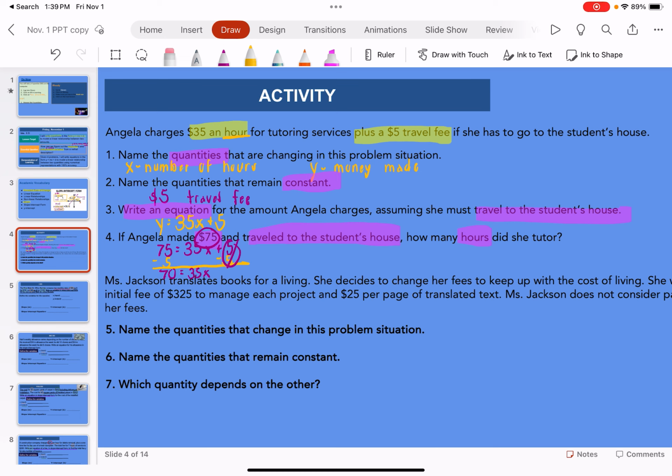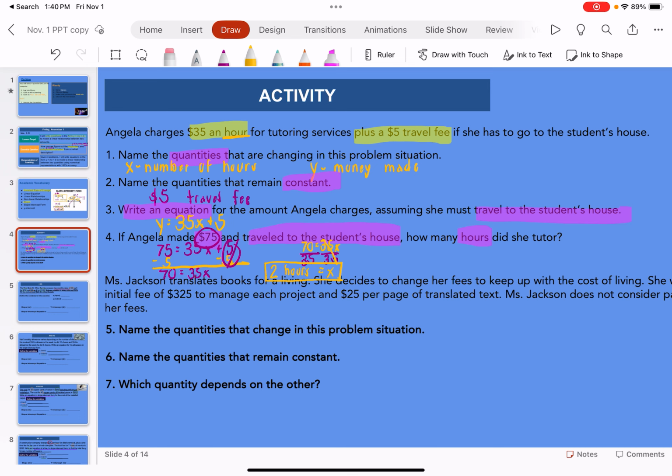So from here, I'm going to rewrite the 70 is equal to 35x, so I have more room on the side. I know that I have to move the 35 to the other side. And to do that, I can see that I'm multiplying 35 times x, so I have to do the opposite. The opposite of multiplying is dividing, so I'm dividing both sides by 35. So then my last step is we have x is equal to 70 divided by 35. 70 divided by 35 is 2. We know that x is the number of hours, so our answer is 2 hours. So Angela tutored for 2 hours to make the $75.